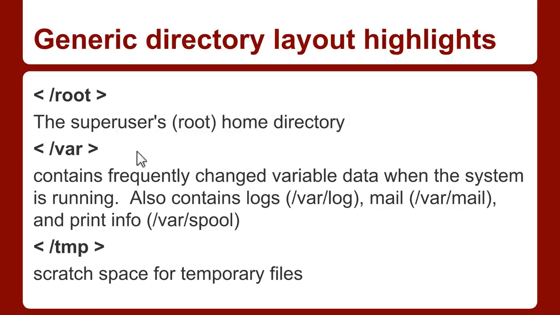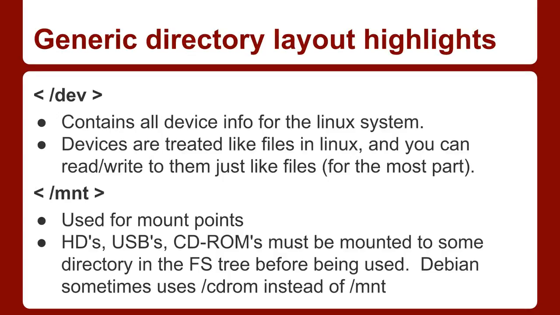/var contains the frequently changed variable data when the system is running. It also contains logs, which is very important for security and also important to attackers for covering their tracks. /tmp is the scratch space for temporary files. /dev contains all the device info for a Linux system, and it's important to note that in Linux, devices are treated just like any old file. And for the most part, you can read and write to them just like a file, depending on the device.